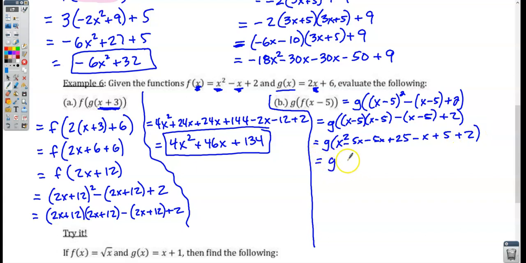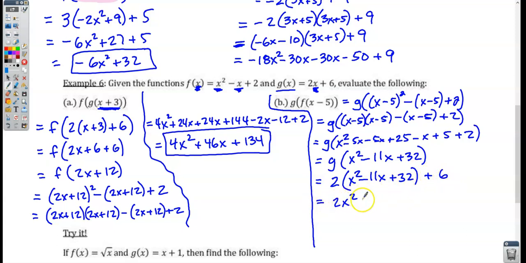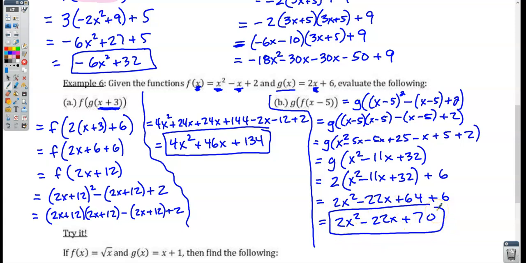And we combine all of our like terms. It's going to give us x squared minus 11x plus 32. And then we want to go ahead and substitute that into g of x in place of x. So it's going to be 2 times the quantity, x squared minus 11x plus 32, plus 6. We distribute our 2 and combine our like terms. And there's the value of g of f of x minus 5.